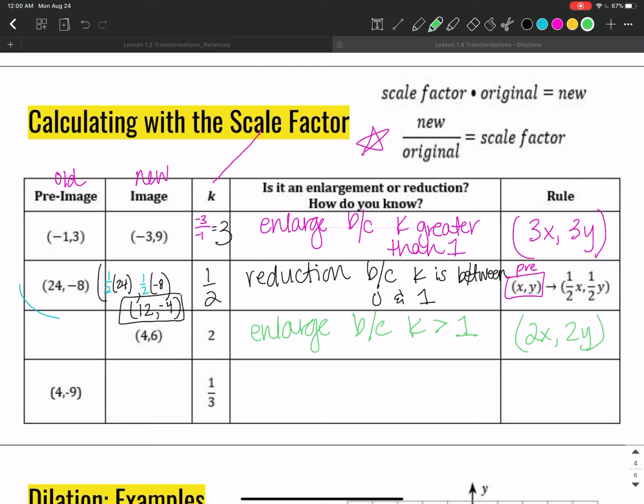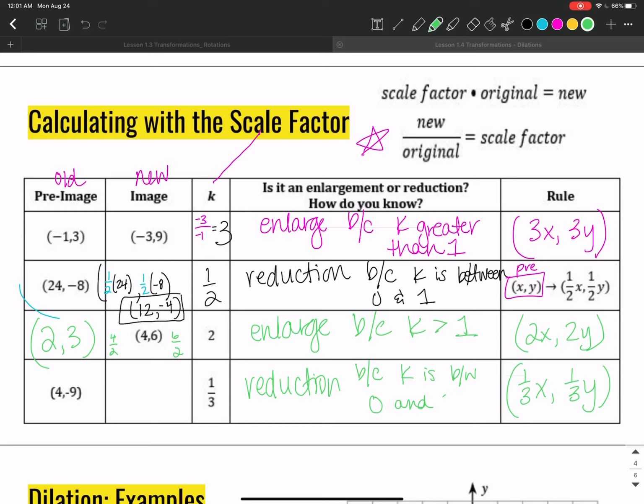So if normally we would multiply, the inverse of multiplication is division. So what's 4 divided by 2 and 6 divided by 2? That would mean 2 and 3. All right, let's go with this last one here. We've got 1/3 as our k value, so we know to do 1/3 x, 1/3 y, and again, that's a coordinate point, so parentheses. This is a reduction because k is between, it's an abbreviation for between 0 and 1.